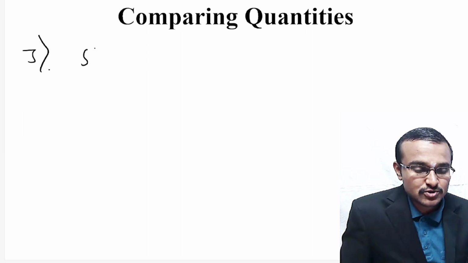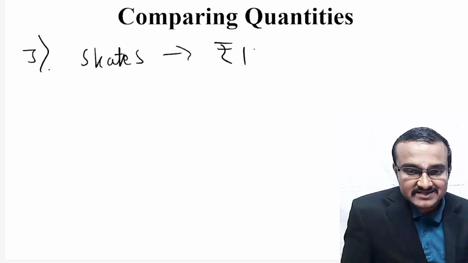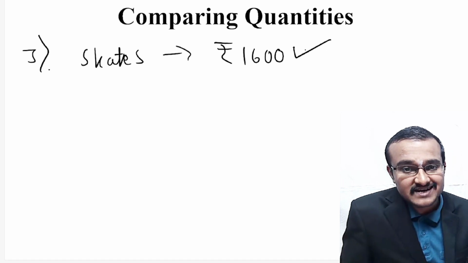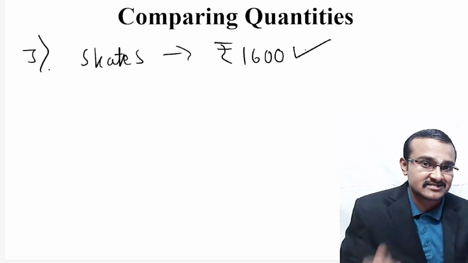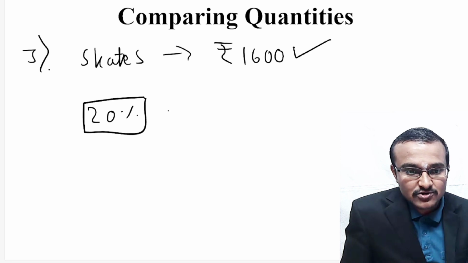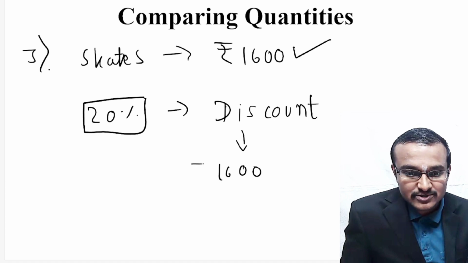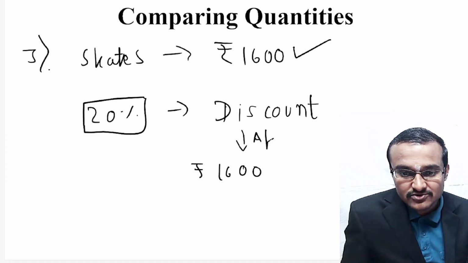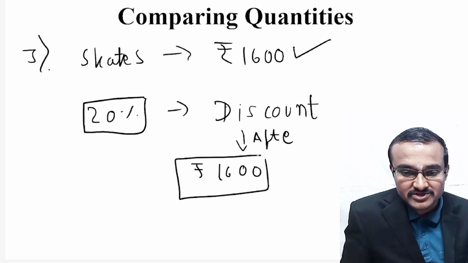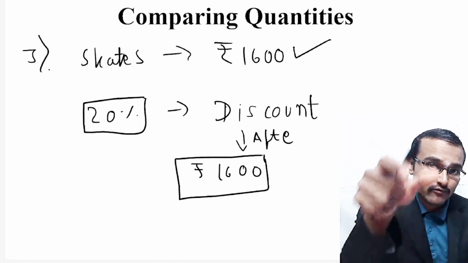of skates. So to buy a pair of skates, he is paying rupees 1,600. So this 1600 is the price which he has paid after discount. This particular shop has given 20% discount on these skates. So after this discount, he is paying 1600 rupees for this skate. Now you should find what is the market price before discount.